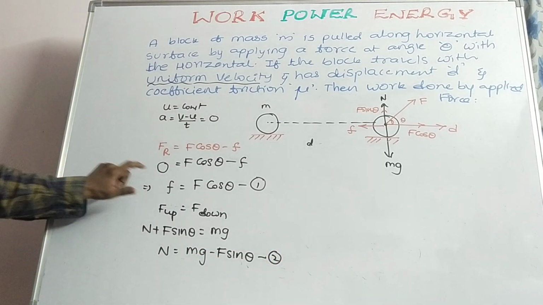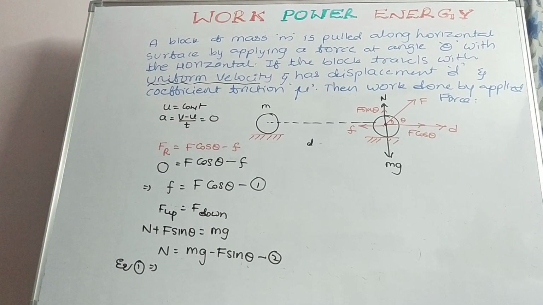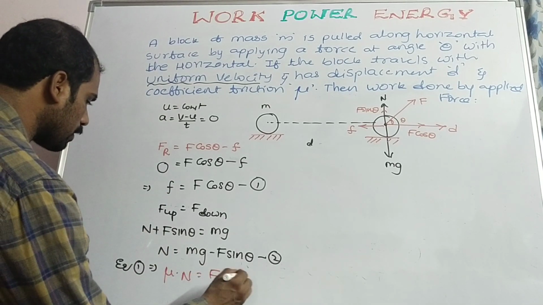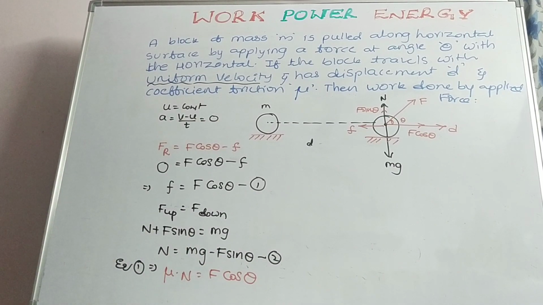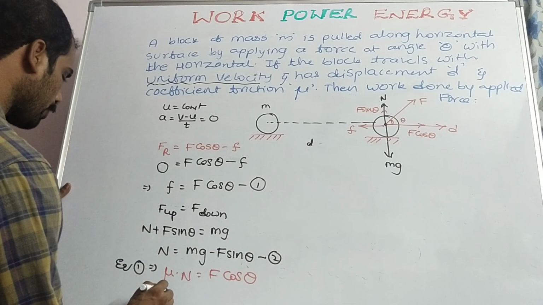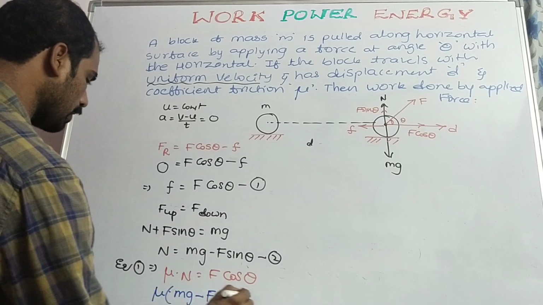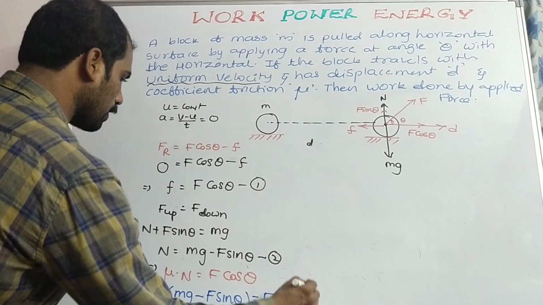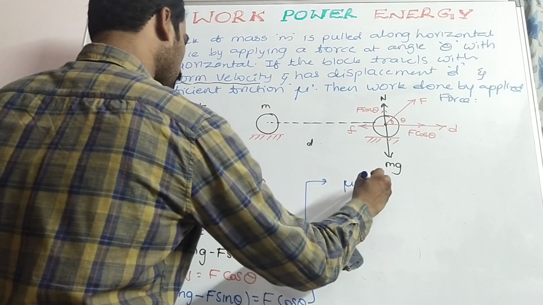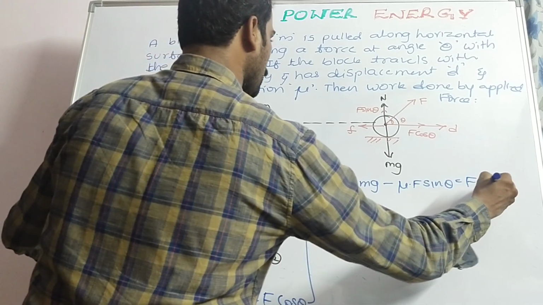Now from expression number 1, the friction f can be written as mu into N, which is equal to F cos theta. Now by putting equation 2 in equation 1, we get mu into (mg minus F sin theta) is equal to F cos theta. So mu into mg minus mu into F sin theta is equal to F cos theta.